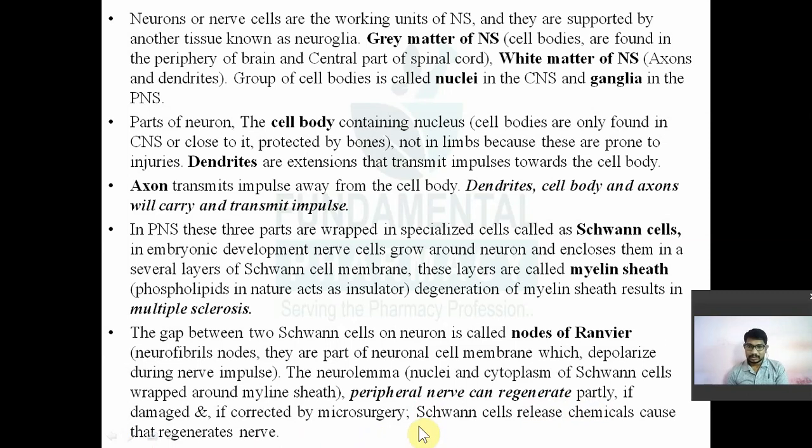Peripheral nerves can regenerate partly if they are damaged and corrected by microsurgery. Schwann cells release a chemical, or particularly a peptide known as a neurotrophic peptide, that has the capacity to repair the nerves. Nerves can be repaired partly in the peripheral nervous system. In the central nervous system, you cannot repair the nerves.